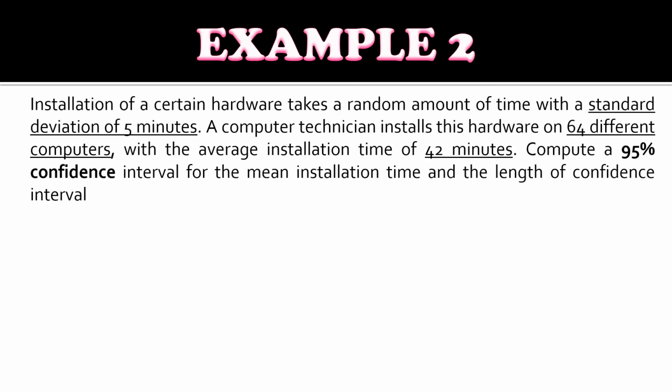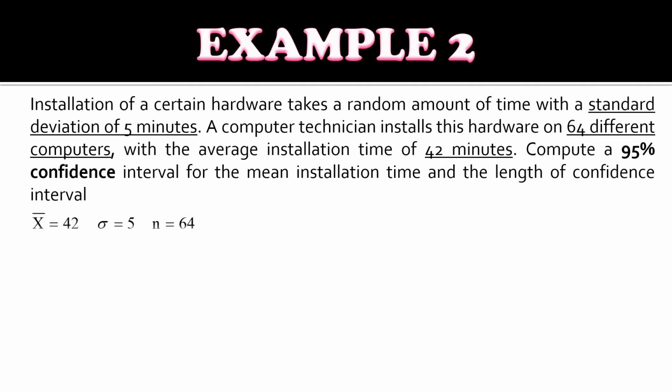So example number 2. Installation of a certain hardware takes a random amount of time with a standard deviation of 5 minutes. A computer technician installs this hardware on 64 different computers with the average installation time of 42 minutes. Compute a 95% confidence interval for the mean installation time and the length of the confidence interval.